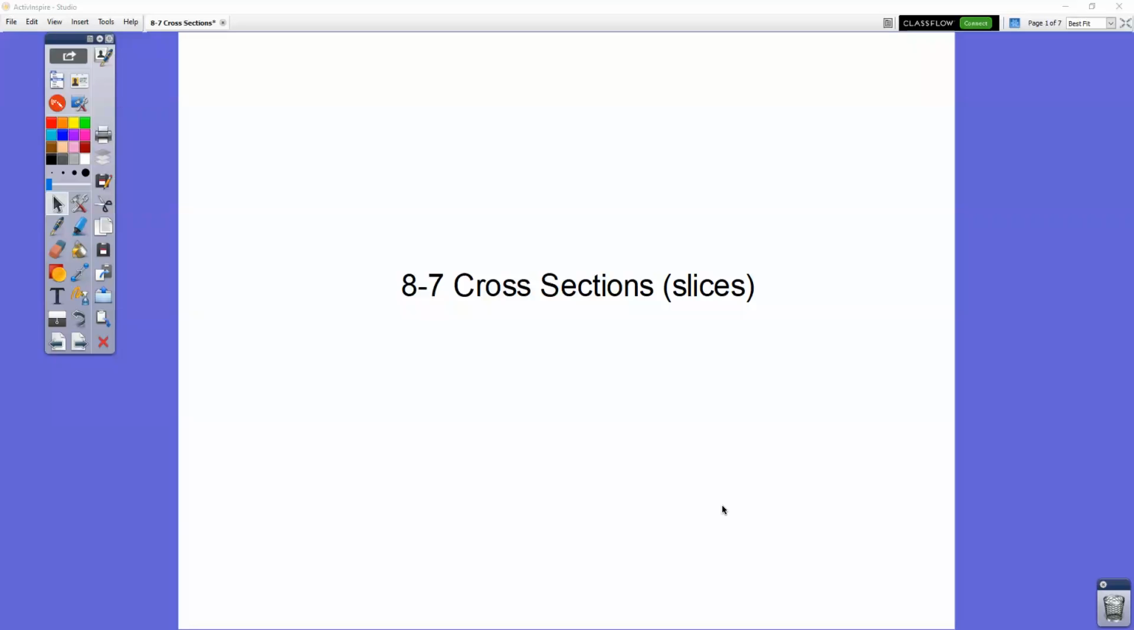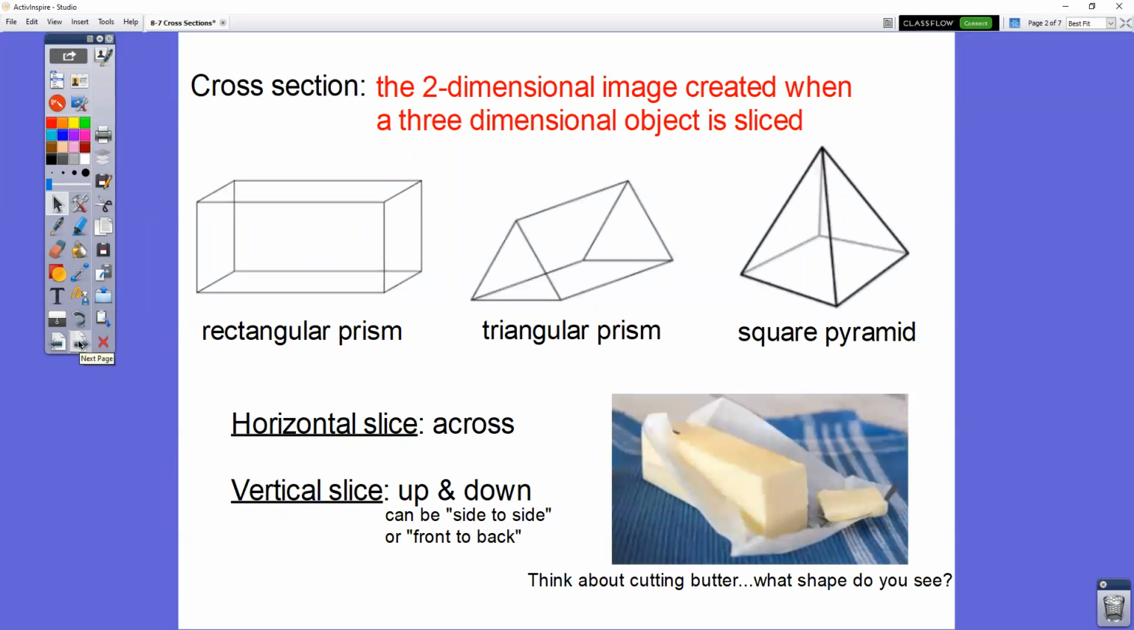This is the lesson for 8-7. What we're talking about today are something called a cross section or a slice. We'll see what that means in a second here. A cross section is a two-dimensional image that is created when a three-dimensional object is sliced.